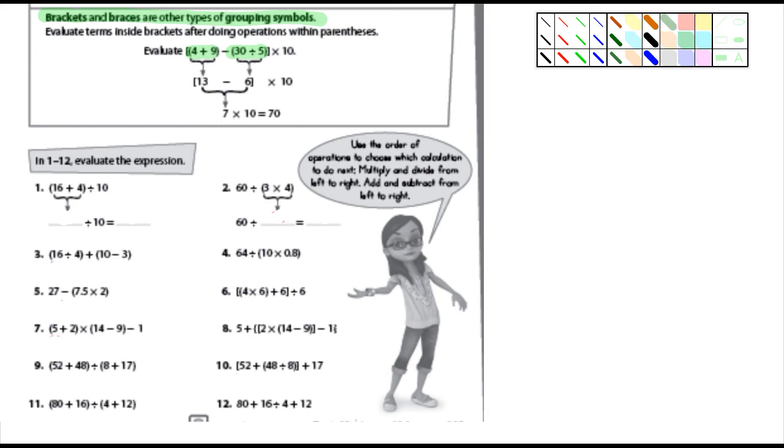4 plus 9 is 13. And then minus 30 divided by 5 is 6. Those are within a bracket there. So then you would do 13 minus 6. What is 13 minus 6? That's going to be 7. Now you've completed everything within the braces, brackets, and parentheses. So what are we left with? 7 times 10, and 7 times 10 equals 70.